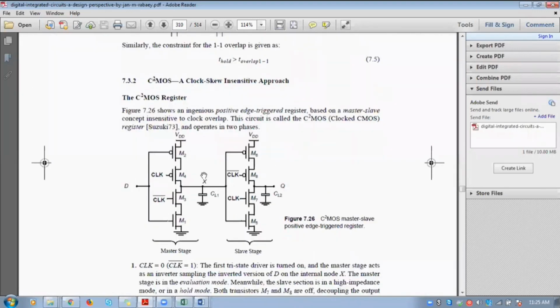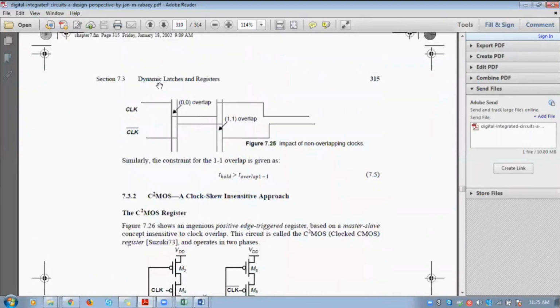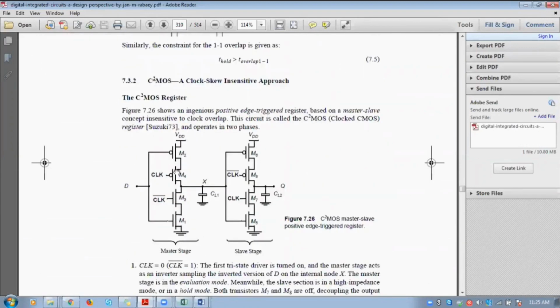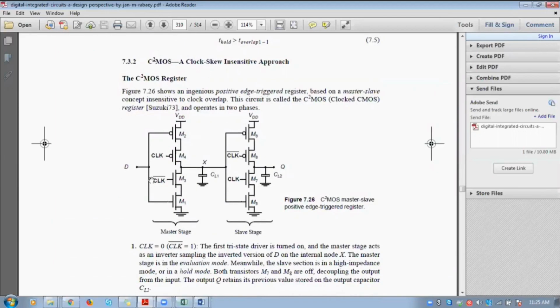So this is the normal design of a C squared MOS. And we have to see how it is going to overcome this 0, 0 and 1, 1 overlap. If you initially consider 0, 0 overlap, due to the delay in clock bar, 0, 0 overlapping is coming in the clock and clock bar.